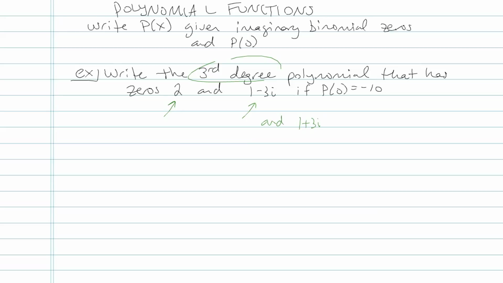And then the last piece of information they gave me is p of 0 equals negative 10. That means my polynomial goes to the point (0, negative 10). If x is 0, y is negative 10. That happens to be the y-intercept. I'm going to pause on that info for now.